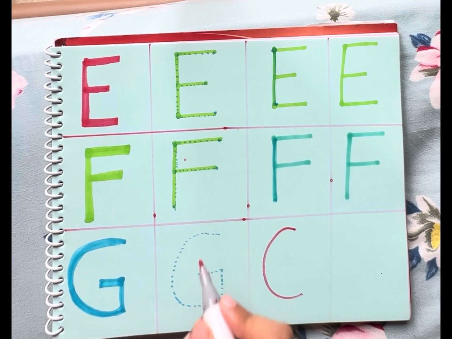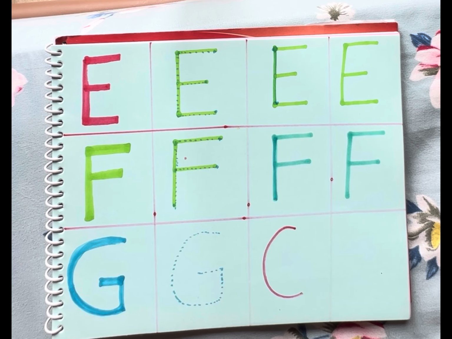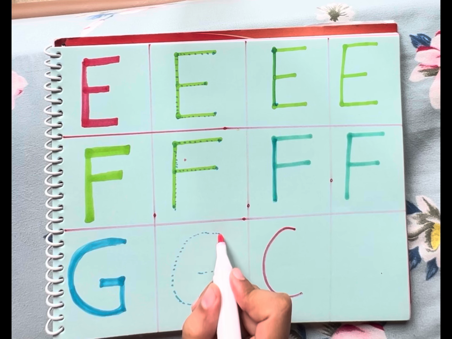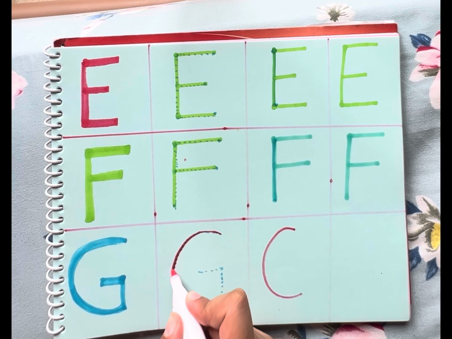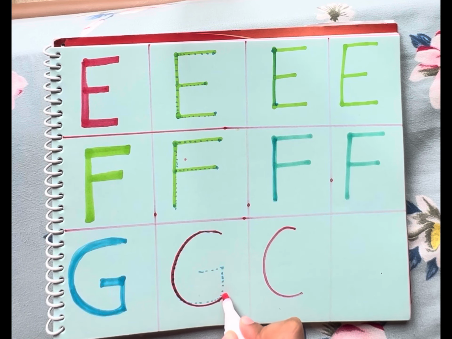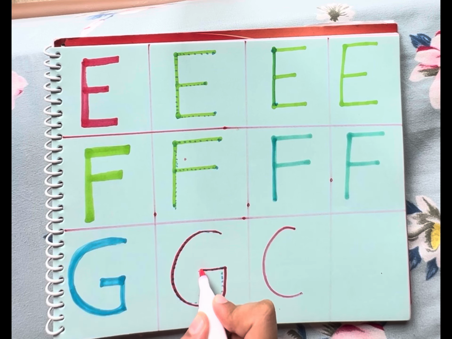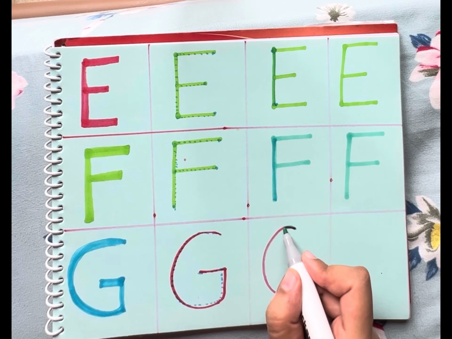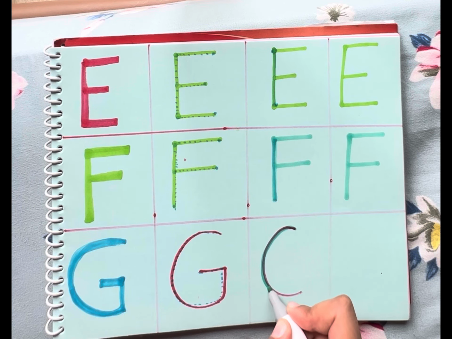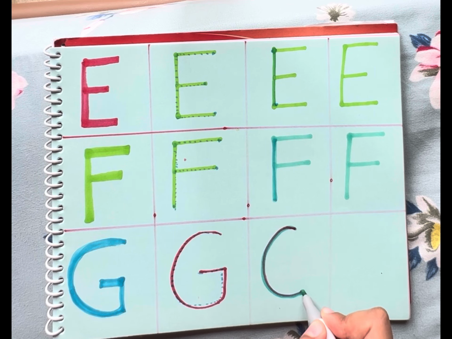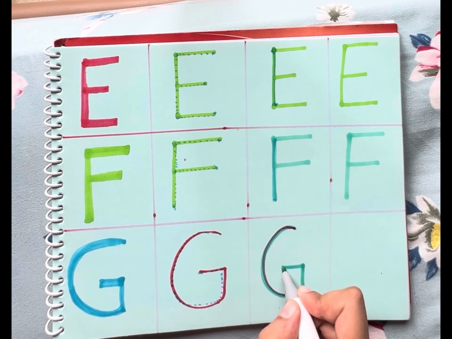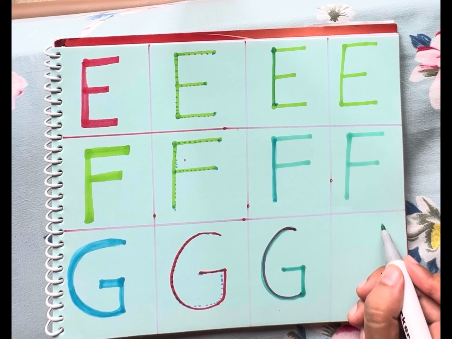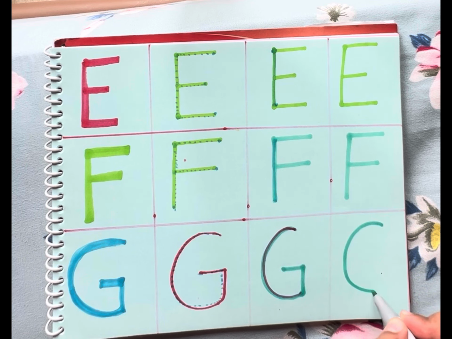Let's move on to G. First a C, then a sleeping line, a C, go up, make a flat.